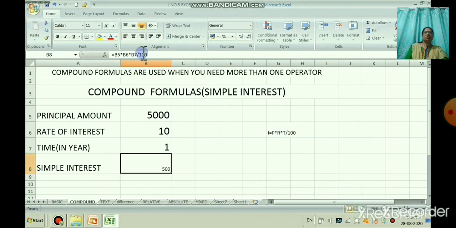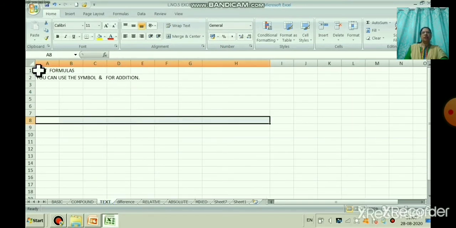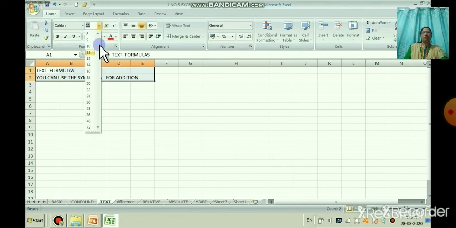The compound formulas are used when you need more than one operator. So, these are the two operators here, into and division slash. Yes children, now you understood what is the difference between basic and compound operators. Yes children, now the next we will learn the text formulas.